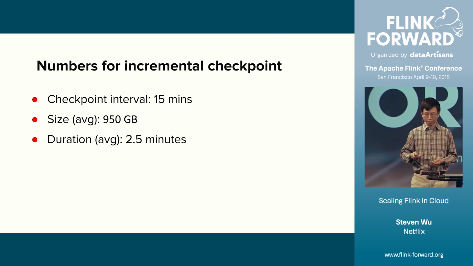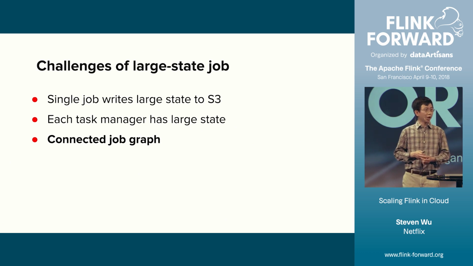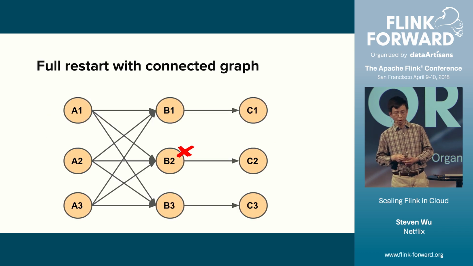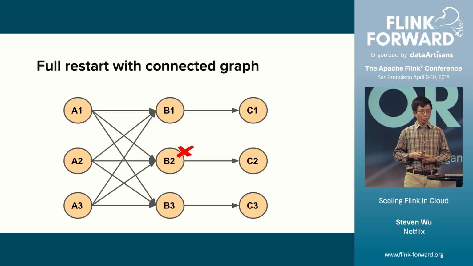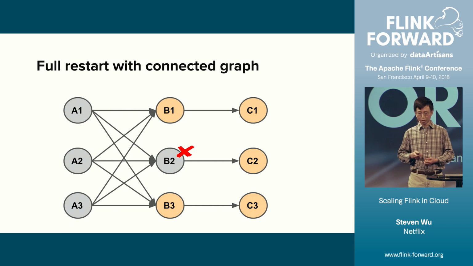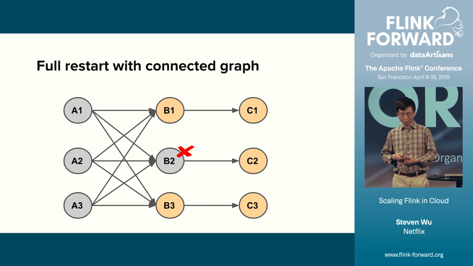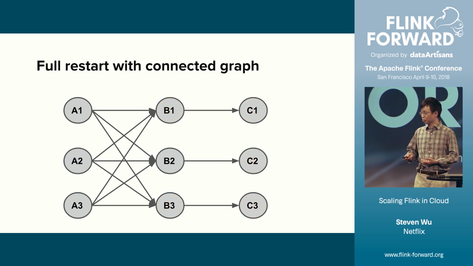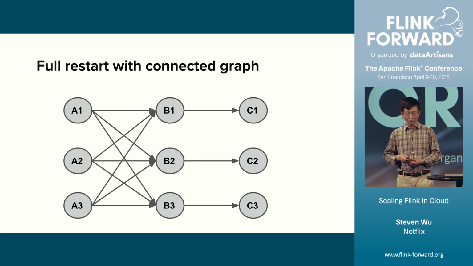So the last challenge I'm going to talk about for a large state job is the connected job graph. With a connected job graph, fine-grained recovery cannot work. For example, let's say B2 failed. Fine-grained recovery will try to find all the upstream operators, which are A1, A2, and A3. Then it finds all the downstream operators from those, which is essentially the whole graph. That's why with a stateful job and a connected job graph, every failure pretty much results in a full job restart.